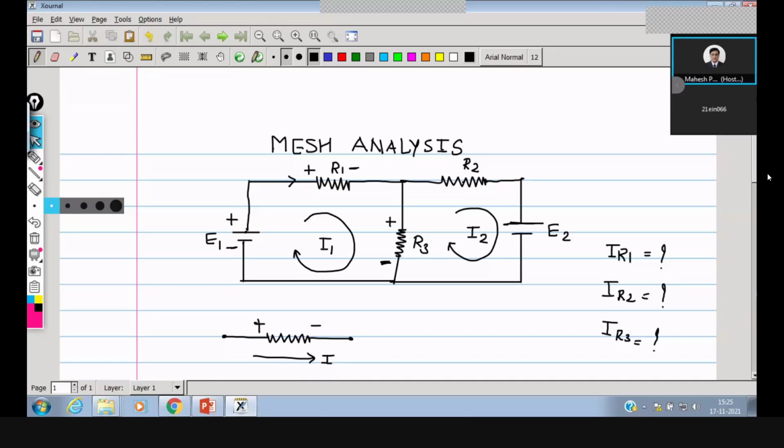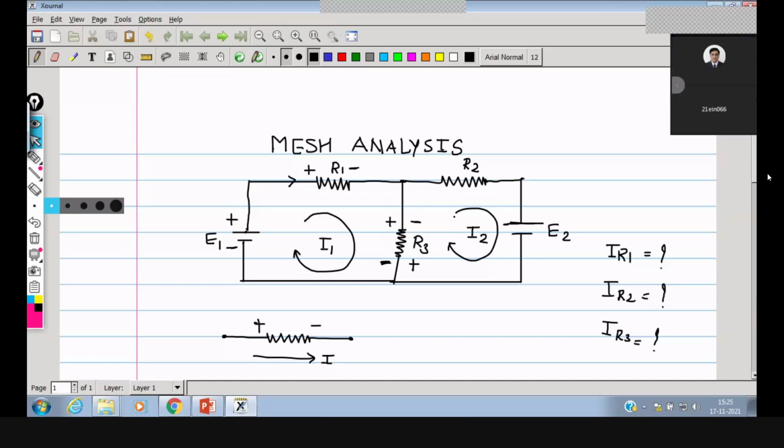Similarly, now consider loop 2 here, in which the current I2 is flowing through R3 and R2. R3 will be marked plus because the current is flowing from bottom to top, and it will be marked as minus, because the R3 resistor is a combined resistance of two different meshes, the I1 and I2 meshes. So here two different voltage drops occur, due to current I1 and due to current I2 also.